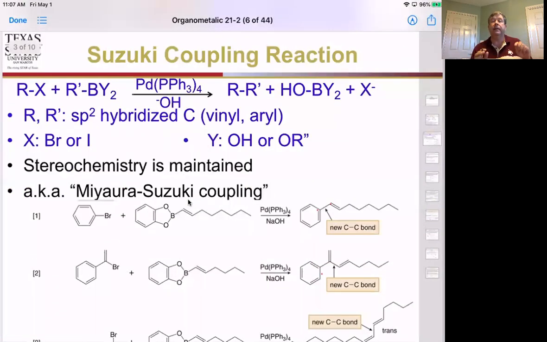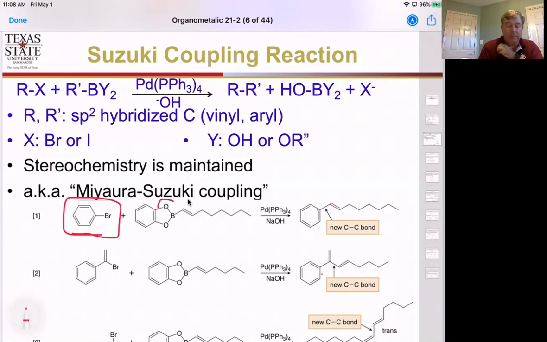The next reaction I want to talk about is the Suzuki reaction. In all Suzuki reactions, we have boron as the metal that gets transmetallated. Typically we have an alkyl, a vinyl or aryl halide, so it's an sp2 hybridized halide in both cases, and we end up getting an extended conjugation system by creating a new sigma bond between those two sp2 hybridized carbons. A typical reaction would include the use of an aryl halide, in this case just bromobenzene, and then some kind of boron derivative.